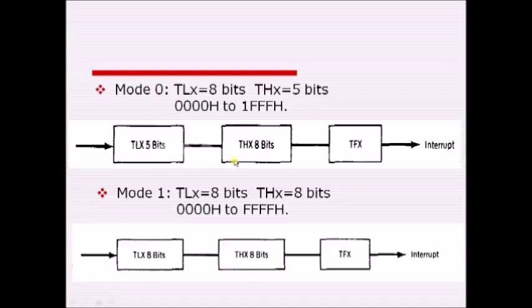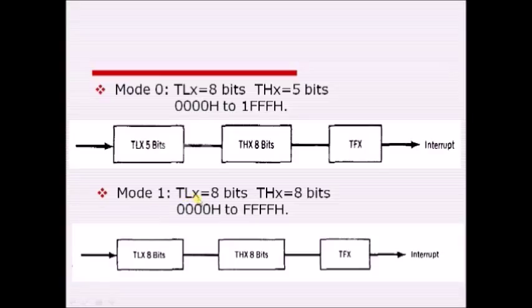Now as soon as this timer register gets an overflow condition, this TF bit will become 1, which generates an interrupt. Here the minimum value that these timer registers are going to hold is 0000, represented in hexadecimal format, and the maximum value would be 1FFH. Now let us see mode 1.